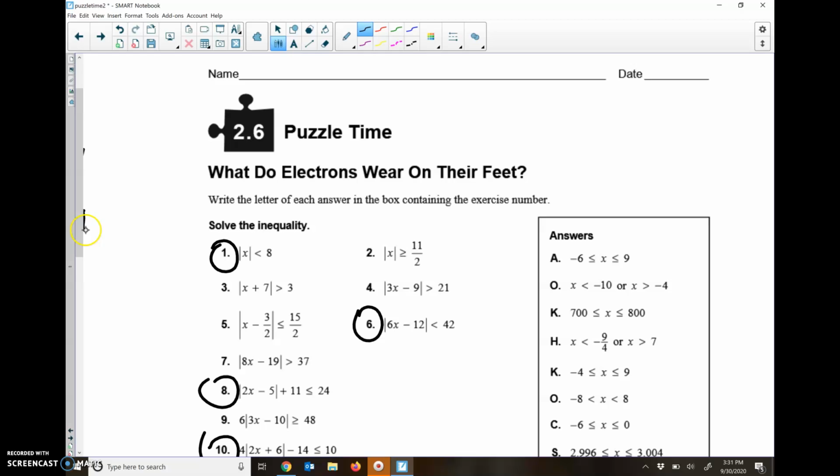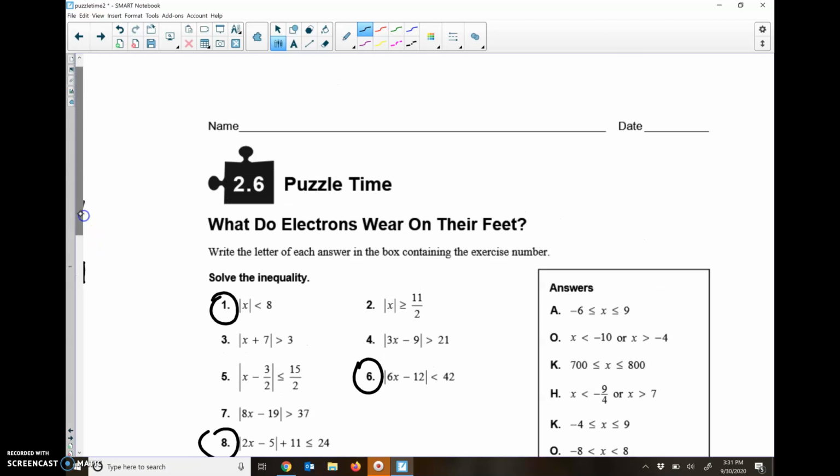What do electrons wear on their feet? So it looks like another science joke here. All right, so we're going to look at a couple of these.